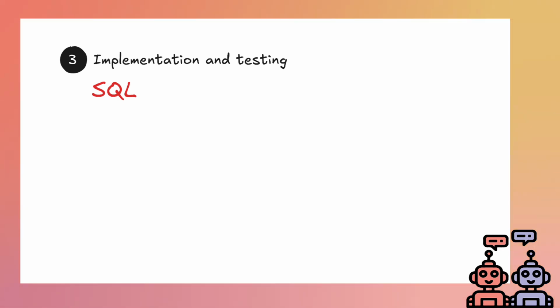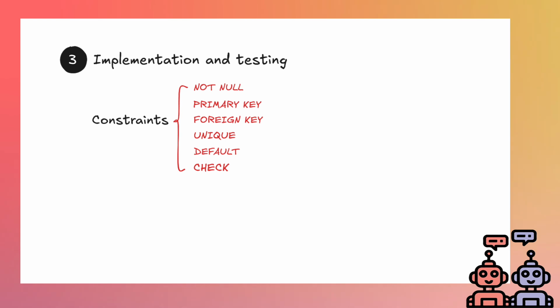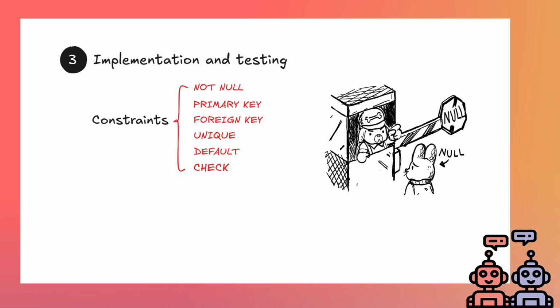Yep. You create the tables, define the columns, and specify the right data types like varchar for text, int for whole numbers, decimal for currency, timestamp for dates and times. Choosing the right type is important for efficiency and correctness. And you add rules, right. Constraints. Yes. Constraints enforce your design rules. Not null means a column must have a value.